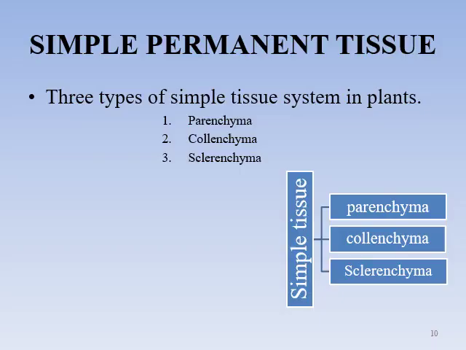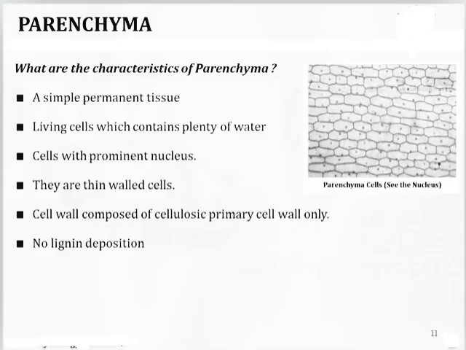So simple permanent tissues are of three types. One is parenchyma, the second one is collenchyma, and the third one is sclerenchyma. But in this lecture, our focus is on parenchyma. Parenchyma is a living simple tissue.